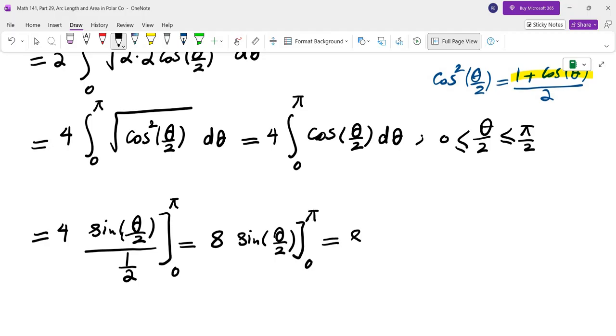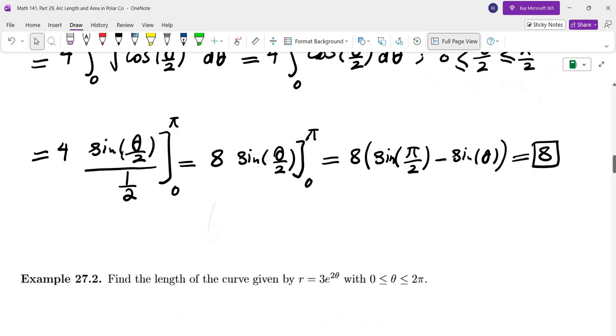When we plug in pi, we get sine of pi over 2. And when we plug in 0, we get sine of 0. And this gives us 8. So the answer would be 8.